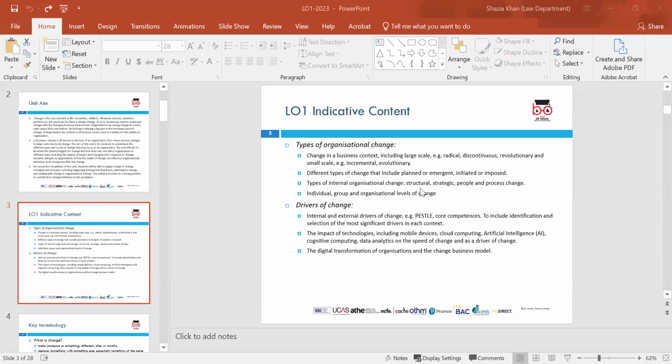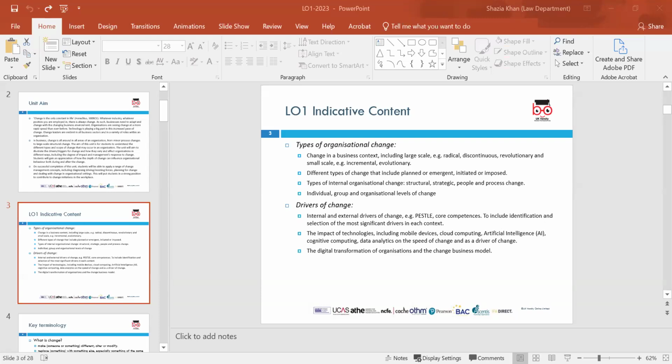We look at types of internal organizational change: structural, strategic, people and process change, and individual, group and organizational levels of change. We look at drivers of change, so there could be internal factors and external factors. We look at PESTLE and core competencies, including identification and selection of the most significant drivers in each context.